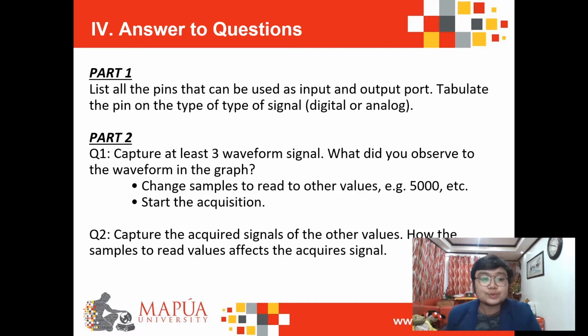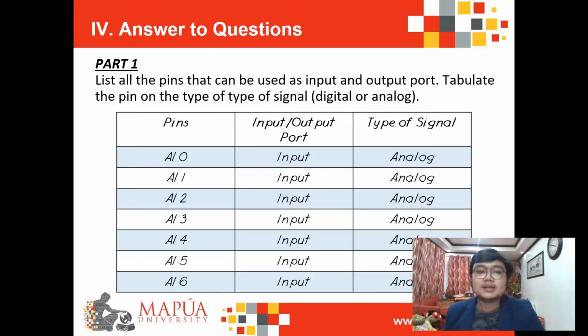So for the part 2, there are two questions. First is to capture at least 3 waveform signal. What did you observe to the waveform in the graph? And then change samples to read to other values. Example, 5,000 or 10,000, etc. And then start the acquisition. So the second question is to capture the acquired signals of the other values, and how the samples to read values affects the acquired signal.